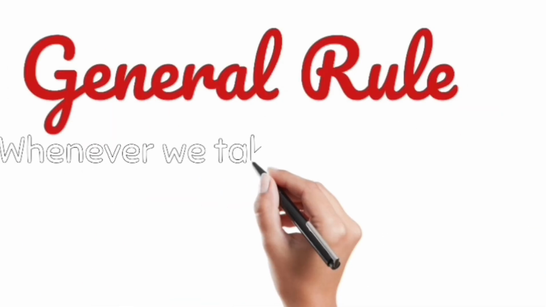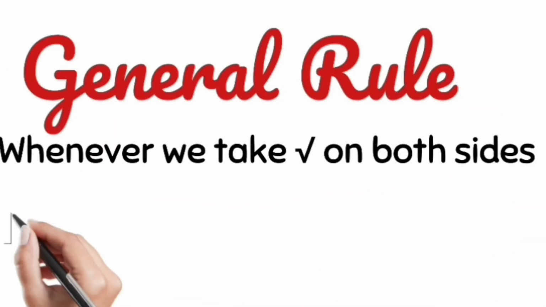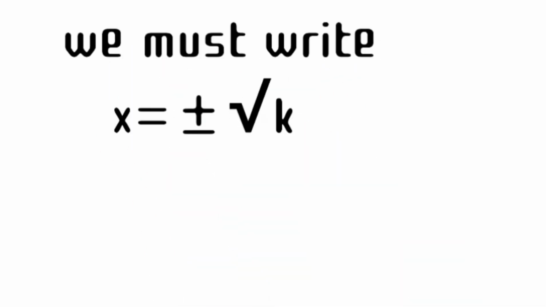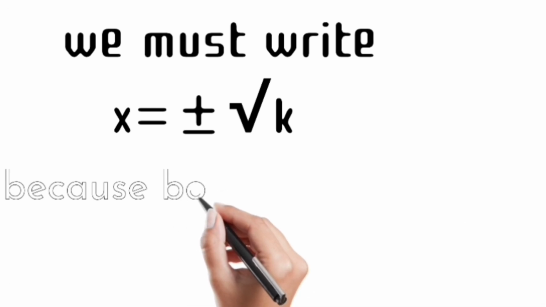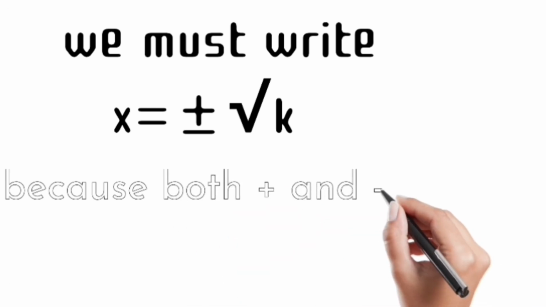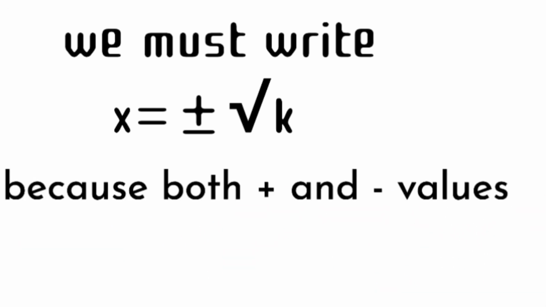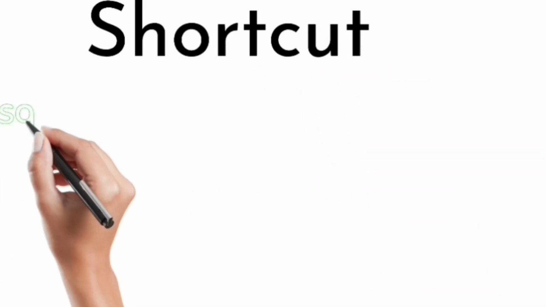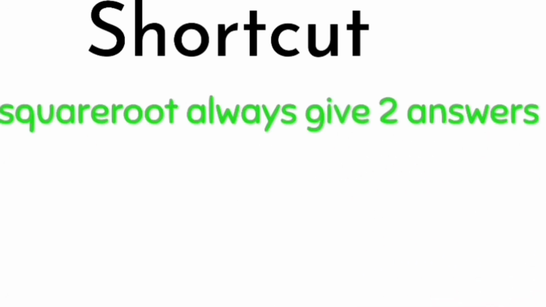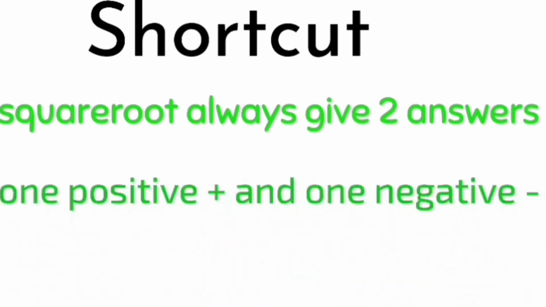General rule: whenever we take the square root on both sides in algebra, x² = k, we must write x = ±√k, because both the signs, plus and minus, satisfy the equation. The shortcut to remember this is that a square root always gives two answers, one positive and one negative.